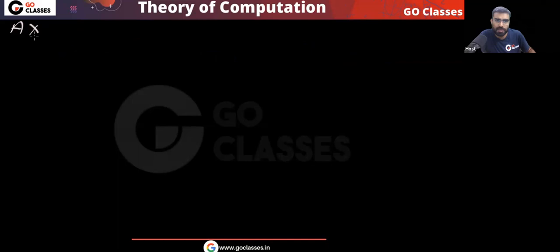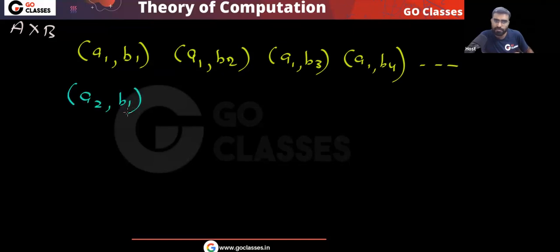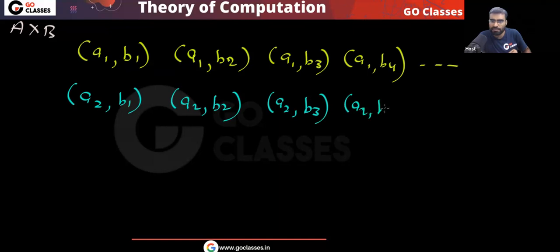See, this A cross B, you can write like this. Here you write the row where A1 is the first element. Please notice, where A1 is the first element, you write like this. In the second row, when A2 is the first element, you put this. In the third row, when A3 is the first element. Is this clear? Let me know. This is what you do.